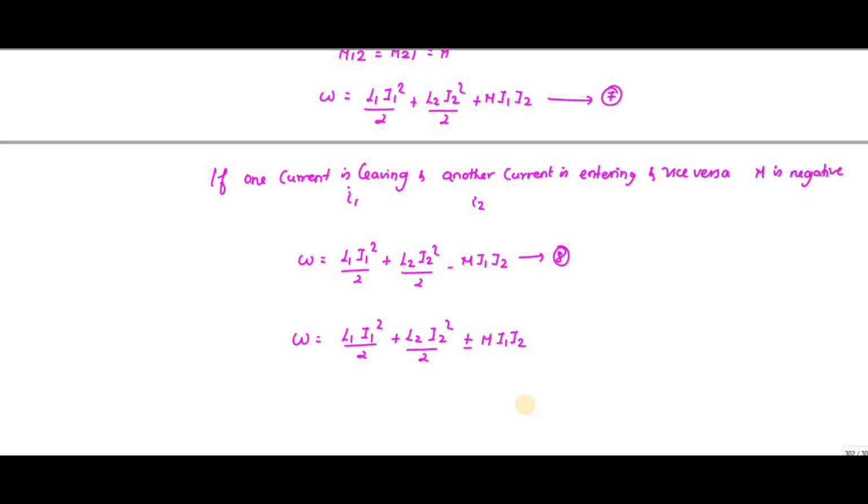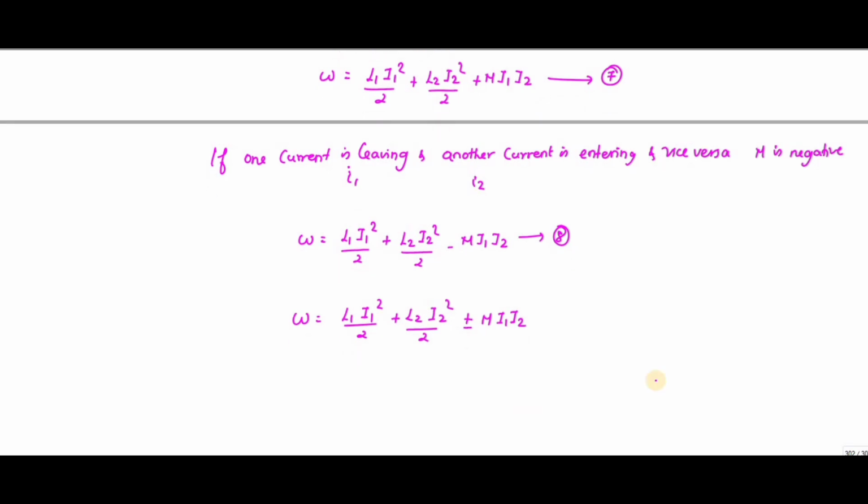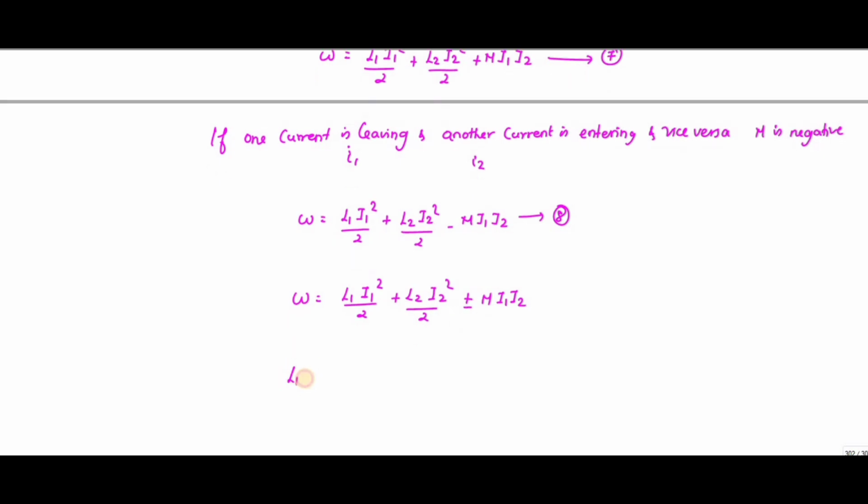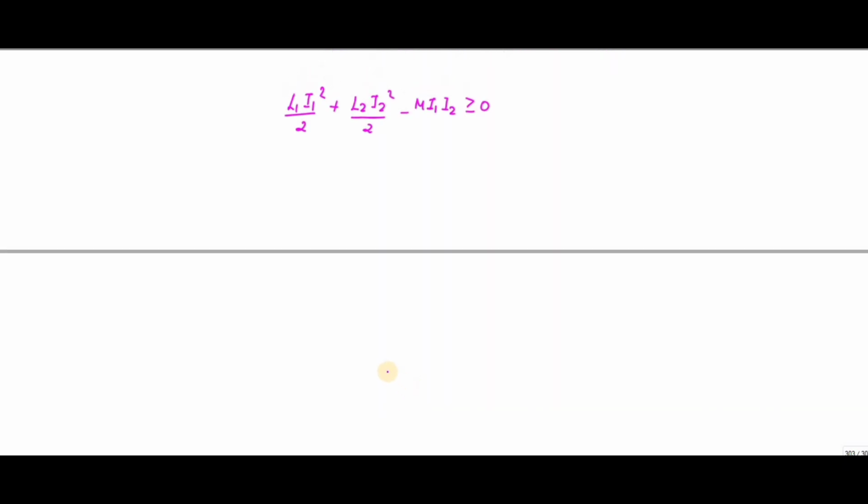You know that whatever the case, the energy should not be negative. Considering the eighth equation, I'm going to write L1 I1 squared divided by 2 plus L2 I2 squared divided by 2 minus M I1 I2. It can be 0, but it should not be negative. Energy may go to 0, but it should not go to negative, right? This is from the eighth equation.